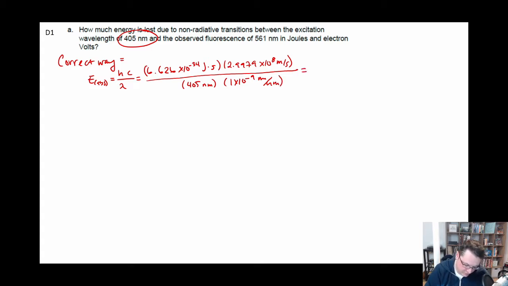And so the energy that we get in joules is 6.626 times 10 to the negative 34 times 2.9979 times 10 to the 8th, divided by 405 nanometers times 1 times 10 to the negative 9, which comes out to 4.905 times 10 to the negative 19 joules.